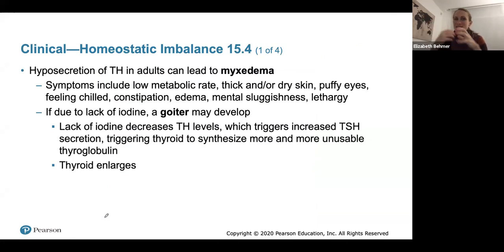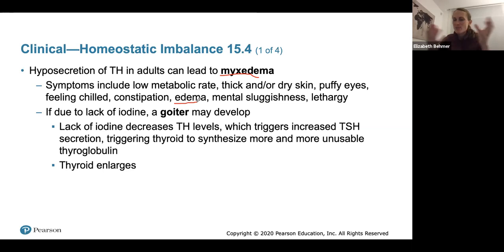And a lot of these imbalances often occur in women. If you have a hyposecretion of thyroid hormone, this can lead to myxedema, which symptoms include a low metabolic rate, thick or dry skin, puffy eyes, feeling chilled, constipated, edema, which is swelling, mental sluggishness, and lethargy.